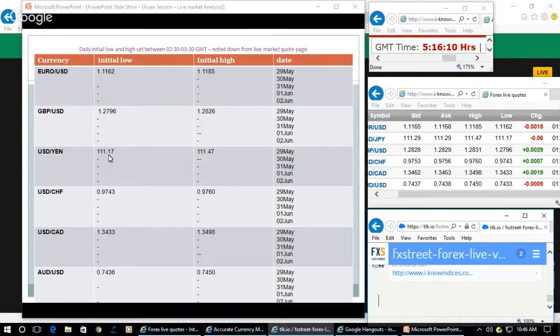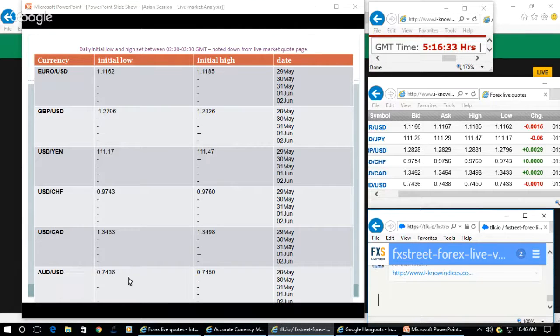Then in the case of yen, 111.17 is the low, 111.47 is the high. They have not breached the low or the high. Then CHF 97.43 is the low, 97.60 is the high. They have not breached the low or the high. Then Canadian dollar 1.3433 is the low, 1.3498 is the high. They have not breached the low or the high.